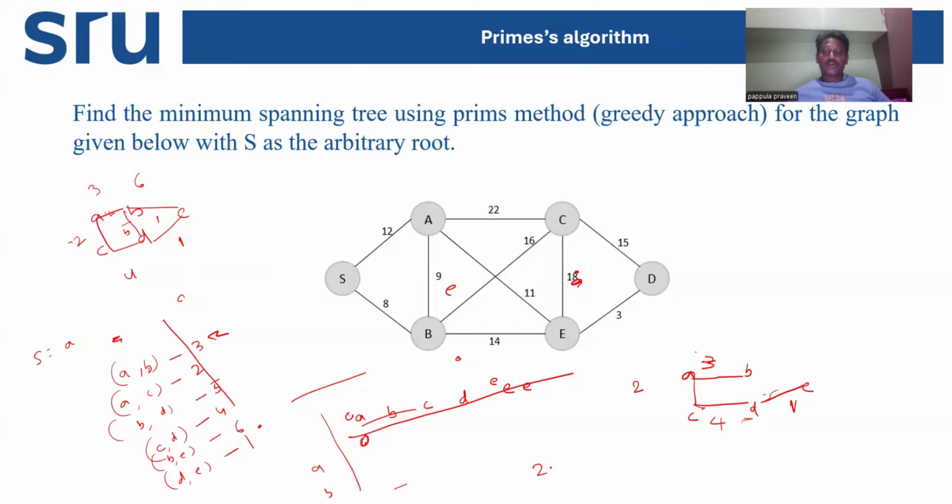So the cost equals 2 plus 3 plus 4 plus 1. So the cost equals 10. This is the simple example for the minimum spanning tree.